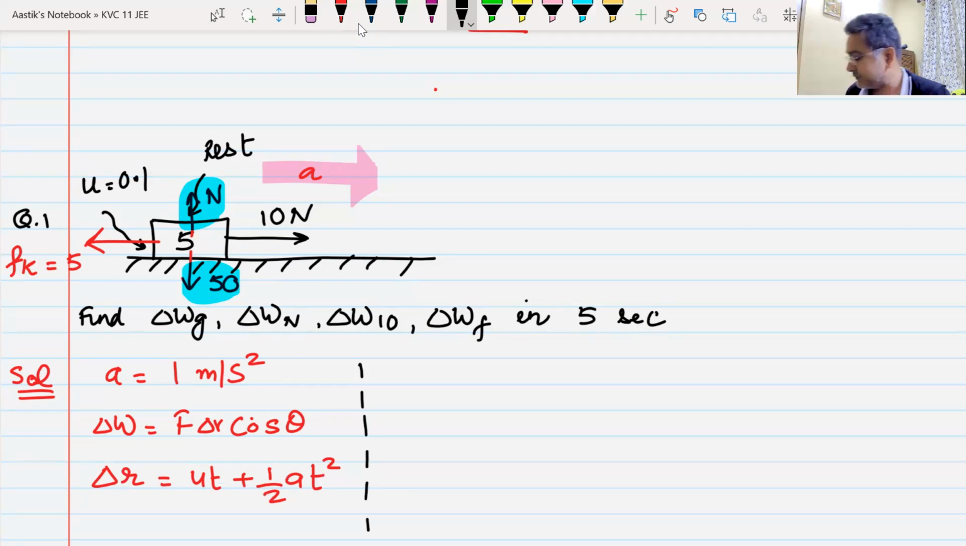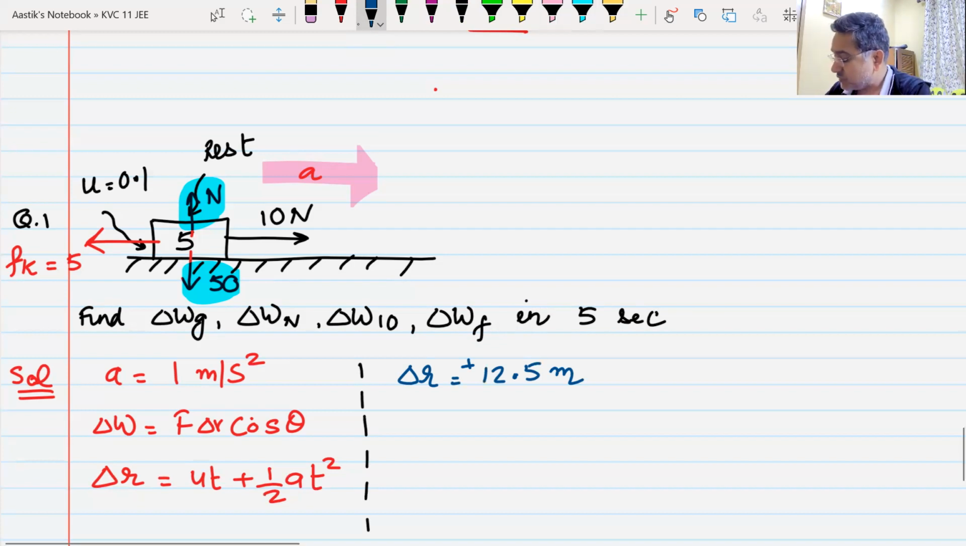12.5. So I will take that answer as the correct one. Displacement is 12.5 meters with a positive sign because it will be in the same direction. Now I go about finding out the work done by all these forces. The first one is definitely your gravity. What is the work done by gravity?